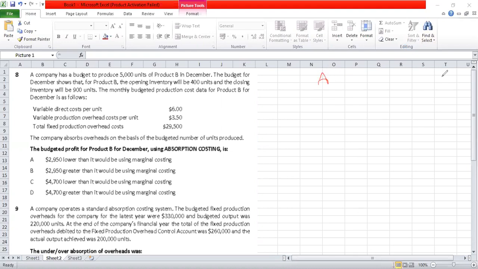Absorption and variable: what is the main point of difference? I told you the main point of difference would be in terms of the value of closing stock, wherein the fixed overheads are charged to the closing stock in the case of absorption costing. Fixed overhead costs are not charged to the value of ending inventory under variable costing. That's all the difference. The rest of it is all the same under both of them. So how many units are there as ending inventory? First, let's identify how many units are there as ending inventory.